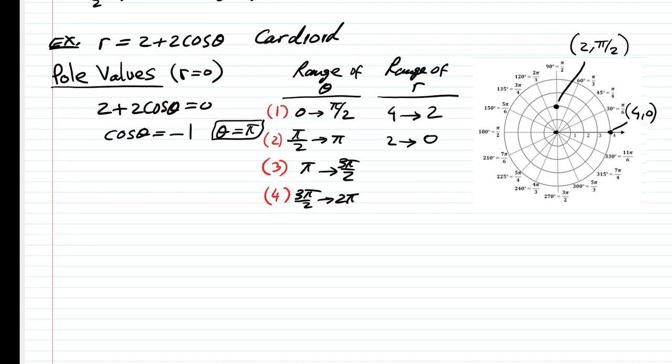That's 2, 0. And then at 3 pi over 2, cosine of 3 pi over 2 is 0, so r is equal to 2. So at 3 pi over 2, it reaches 2 right in here. Again, this is 2 and 3 pi over 2. And finally, it works its way to 2 pi, where cosine of 2 pi is 1. 1 by 2, 2 plus 2 is 4. It finds its way back to 4 right in here. So on the return, that's 4 comma 2 pi.